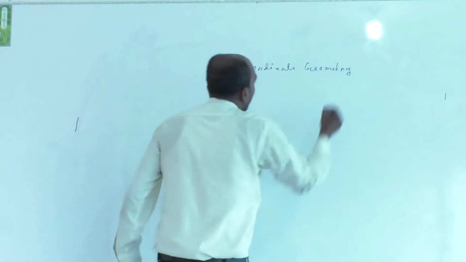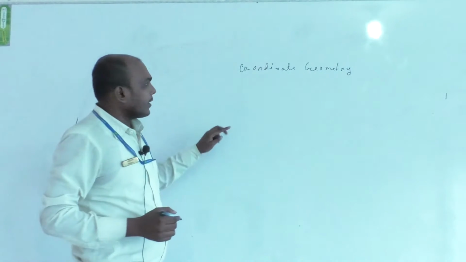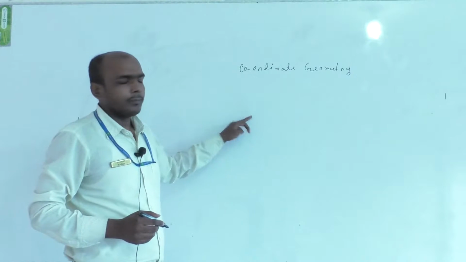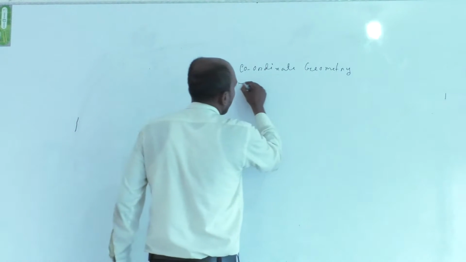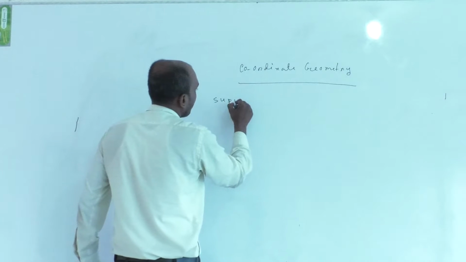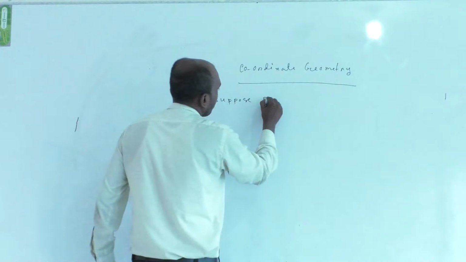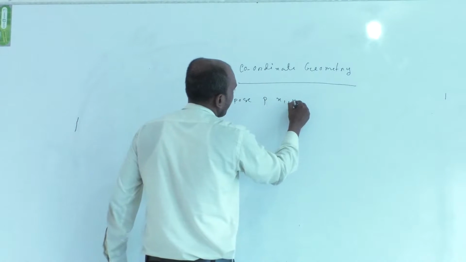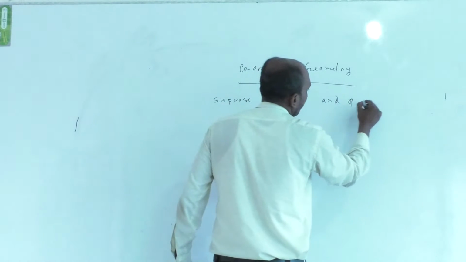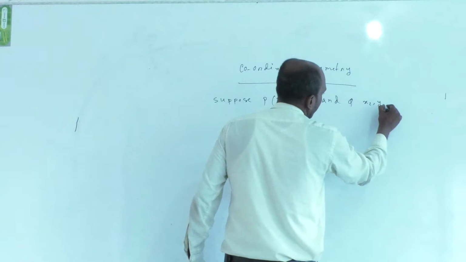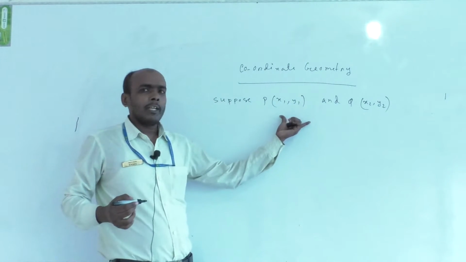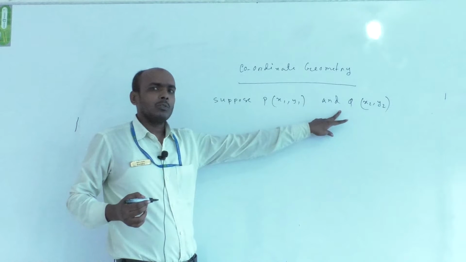Okay. First, I will discuss the distance between 2 points. Now see, suppose P equals (x1, y1) and Q equals (x2, y2). Now we will see how to find the distance between these 2 points.